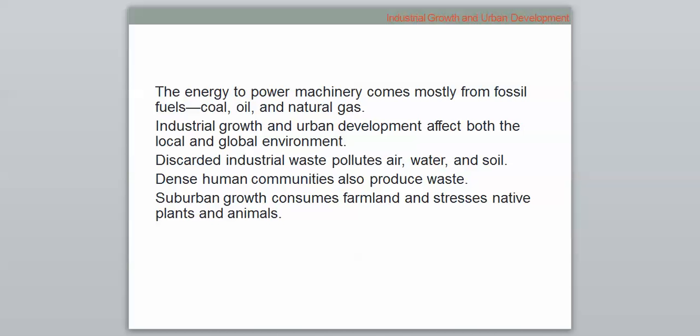We talked about the effect of burning those fossil fuels, leading to an increase in greenhouse gases. Industrial growth and urban development affect both the local and global environment, because industrial waste will pollute our air, our water, and our soil. Human communities also produce a lot of waste, and suburban growth consumes farmland and stresses native plants and animals. So basically, humans moving in takes up space that could be used for farmland or natural ecosystems, so we might be destroying some of our natural biosphere.